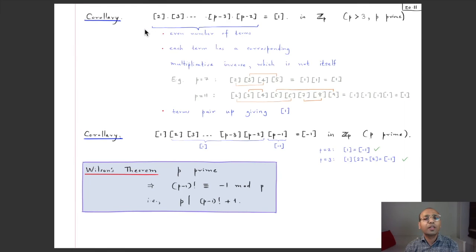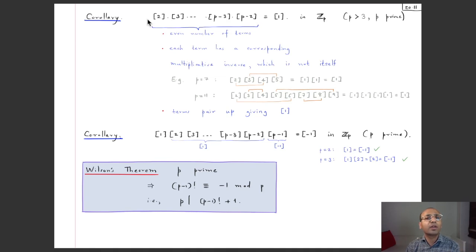Okay, so we'll use this to first of all derive the following corollary, which says that if P is a prime number which is strictly bigger than 3, then the product of these elements is equal to the multiplicative identity in ZP. So let's prove this. Now first of all, let us notice that since P is a prime which is bigger than 3, it is odd, and so P minus 2 is also an odd number.